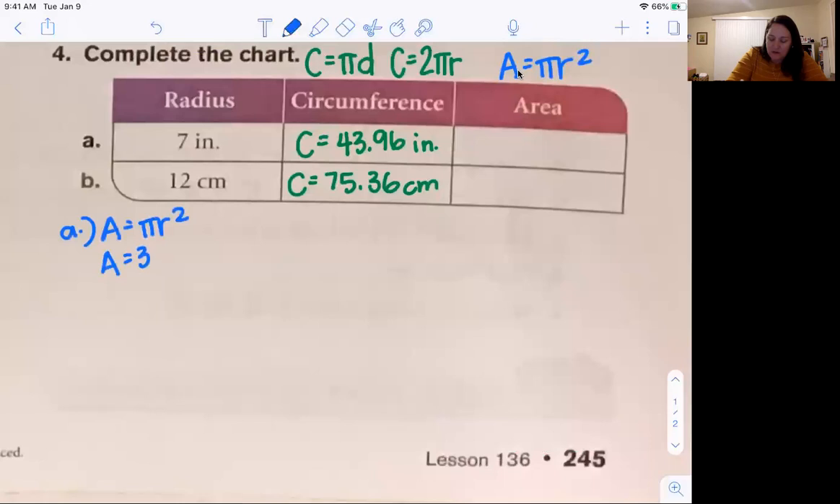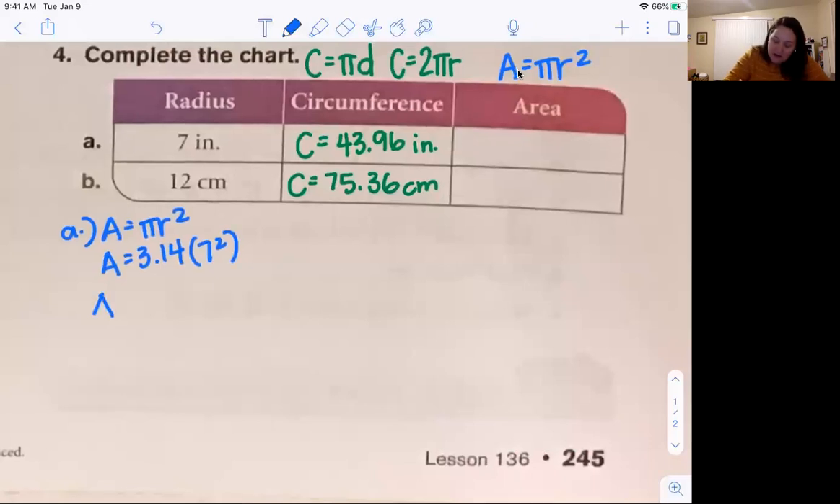Area equals 3.14 times 7 squared. Now with PEMDAS, what am I going to do first? Right, I'm going to do 7 squared first. Area equals 3.14 times 49. Let's multiply it out. 3.14 times 49.